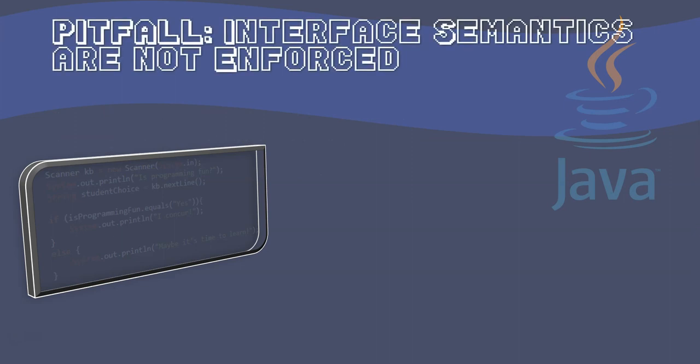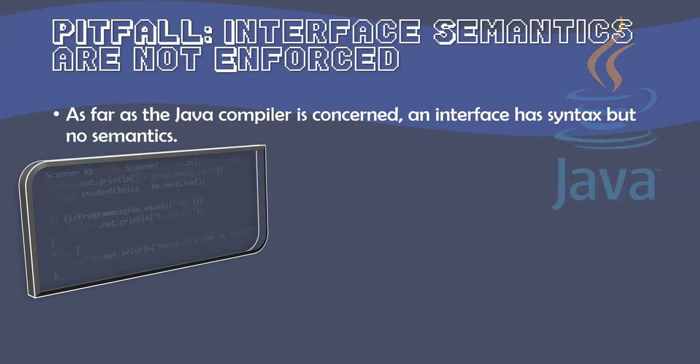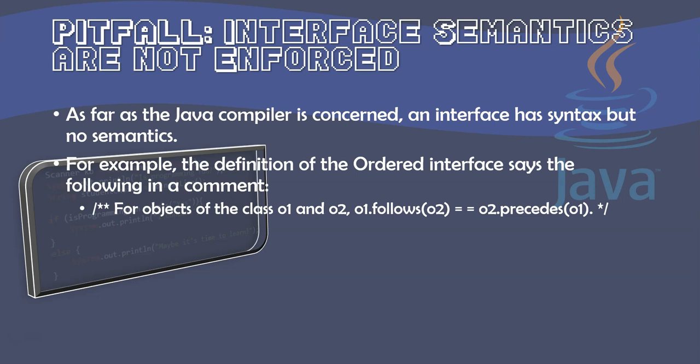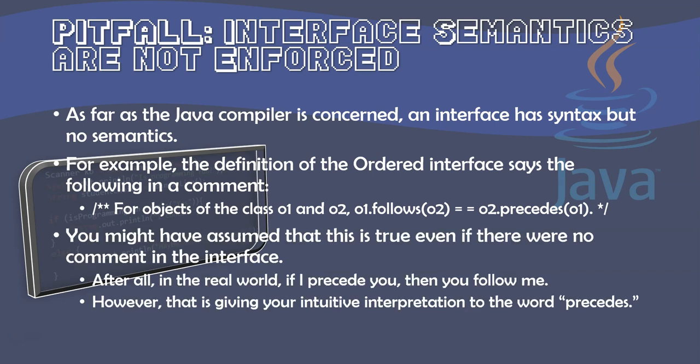Now, one pitfall to keep in mind here is that interface semantics are not enforced. As far as the Java compiler is concerned, an interface has syntax but no semantics to worry about. So, for example, the definition of the Ordered interface says the following in a comment: for objects O1 and O2, O1.follows(O2) equals O2.precedes(O1). Now, you might just assume that this is true even if there were no comment in the interface. After all, in the real world, if I precede you, then you have to follow me. However, that is giving your intuitive interpretation of the word precedes.